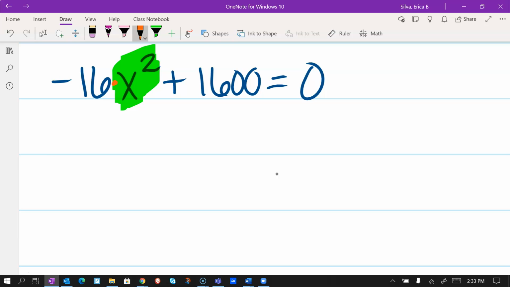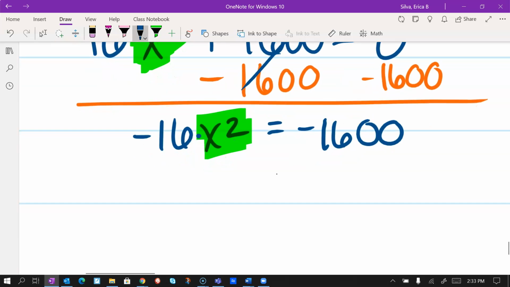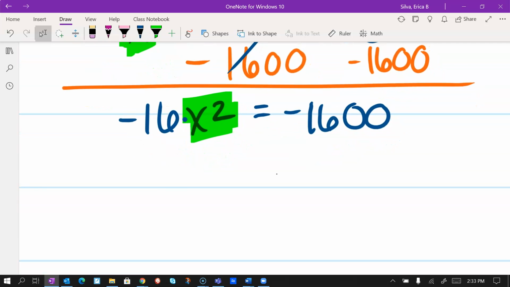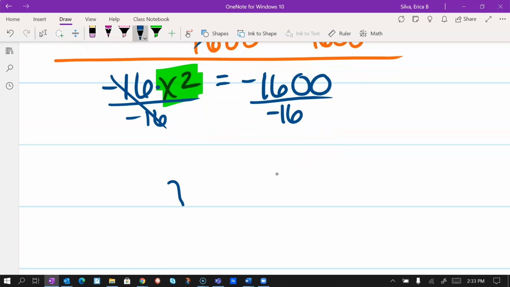So how do we get rid of that 1600? Perfect. So we're going to subtract 1600 from both sides. And we look at my x squared. It's still not isolated. So what would be my final step? Got to get rid of that negative 16 that's being multiplied. Divide, right? What's the opposite of multiplication? Division. Don't forget those negatives. That gives us a positive x squared, and that gives us a positive 100.